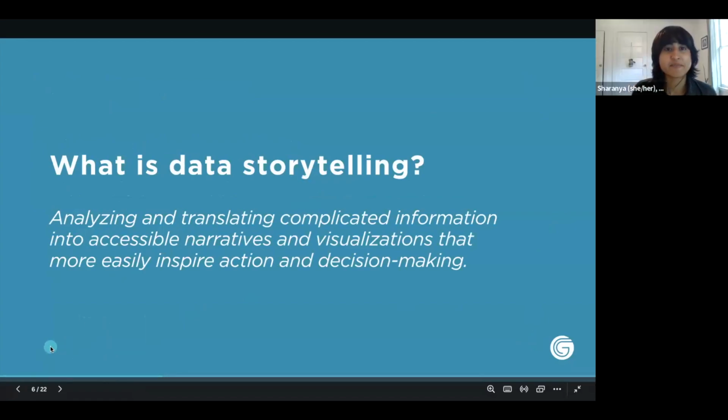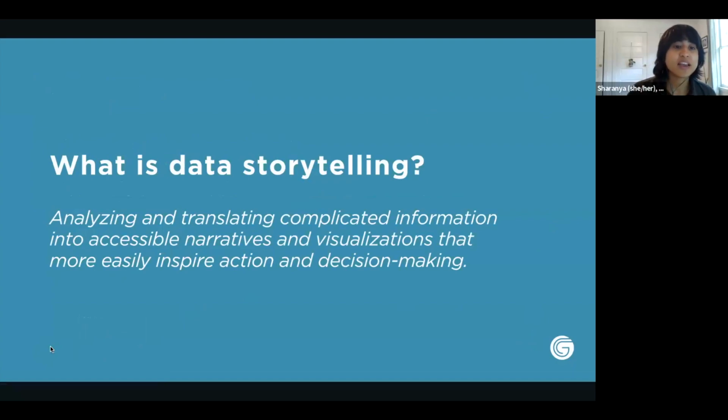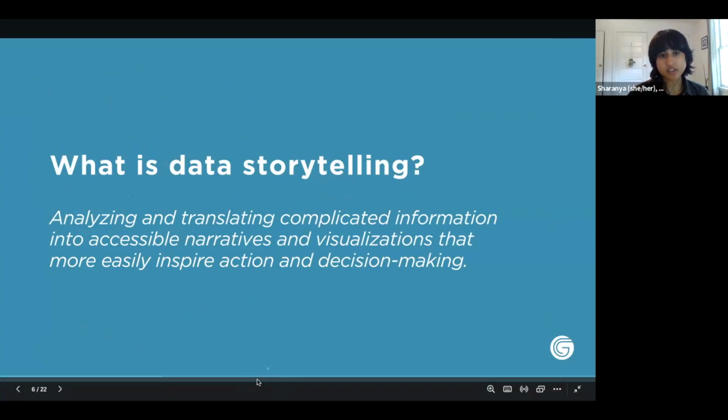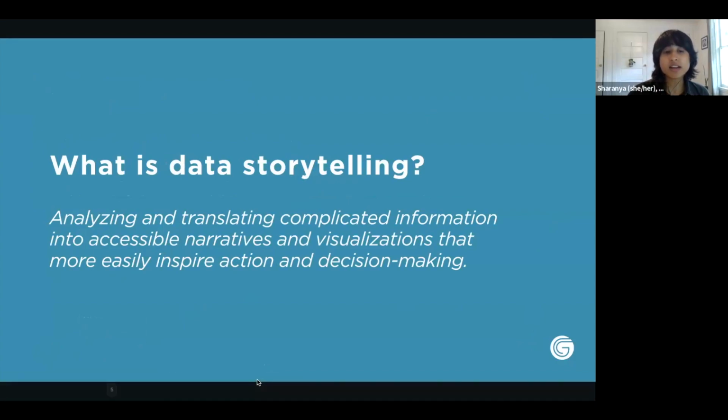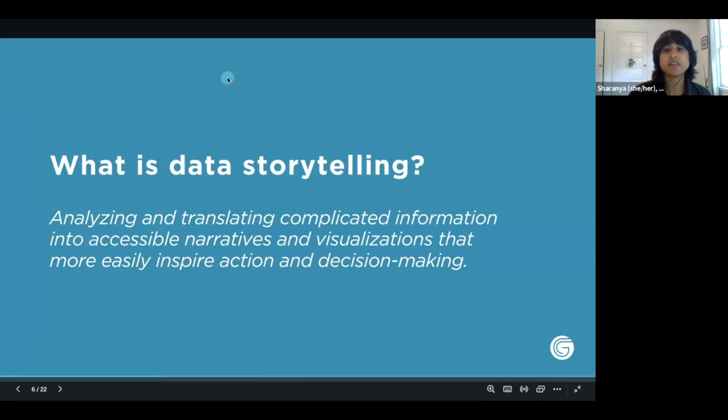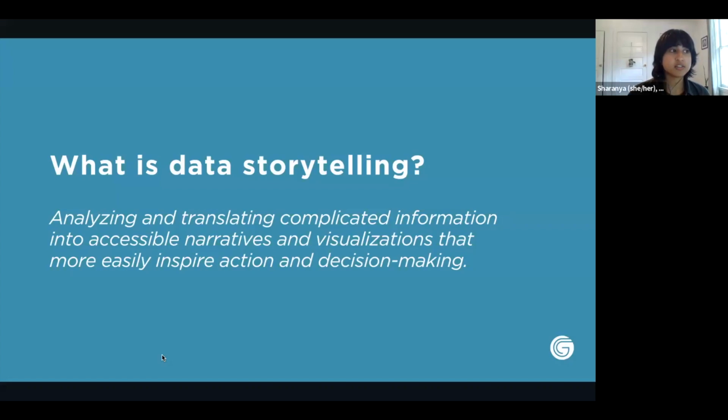All right. Hi, everybody. For those of you that I haven't met, my name is Shar. And I'm going to just start off today with describing data storytelling and our approach to it. So when we talk about data storytelling, we mean analyzing and translating complicated information into accessible narratives and visualizations that more easily inspire action and decision making.